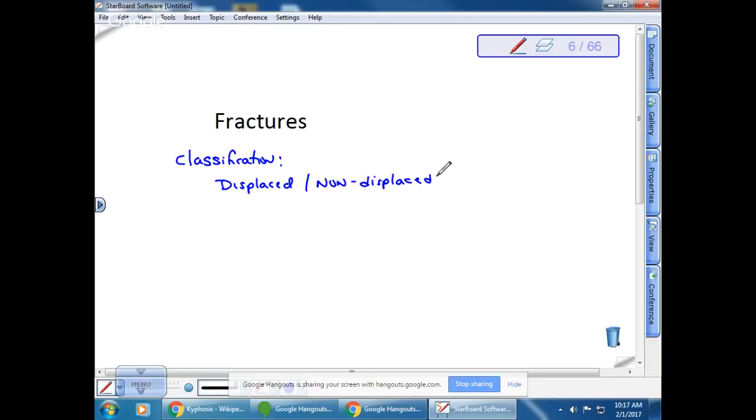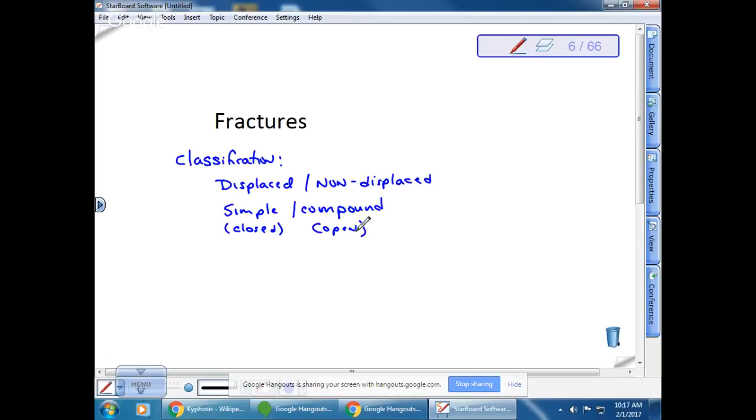So another way that we can classify them is simple versus compound. And what does that refer to? Does anybody know what the difference between simple versus compound means? Compound is open fracture. Open, right? So that means that the bone has been exposed to the environment. So we can say that the simple is the closed, right? Compound is open.